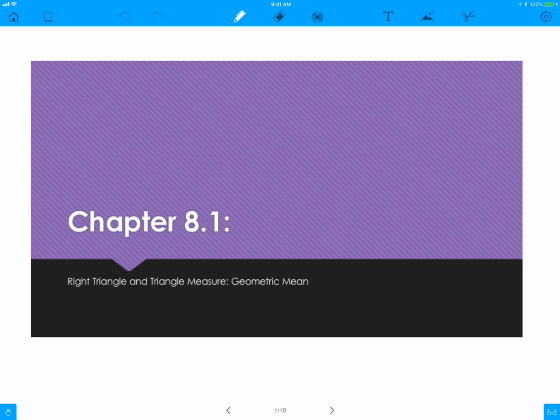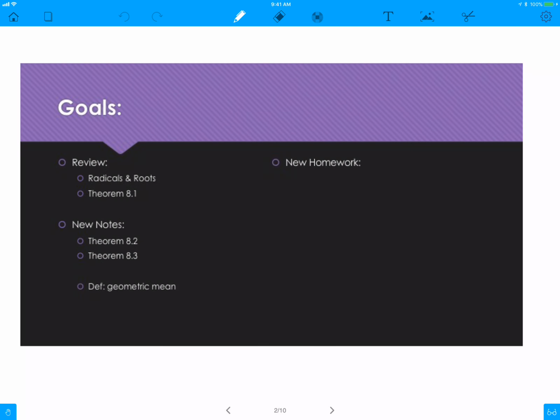All right, so as you can see, we're in Chapter 8. We're talking about right triangles and triangle measures. The big thing today, our goals, kind of talk about radicals and roots, but we're not going to spend as much time as we did yesterday. We spent the entire class yesterday talking about radicals and roots. The big thing today is to talk about these theorems.